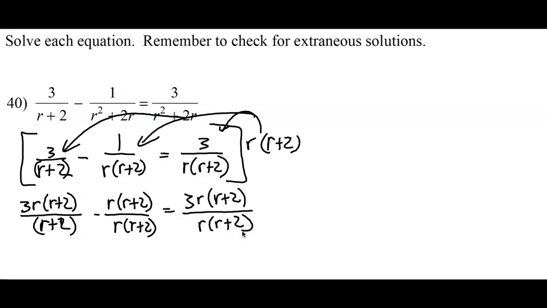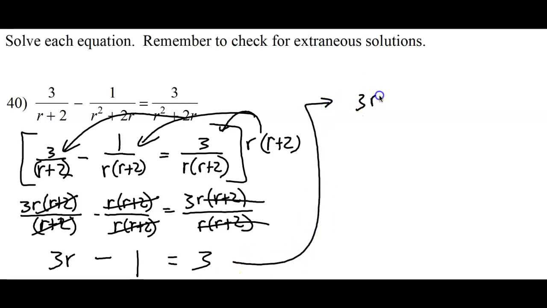Okay, and then from there we're going to reduce whatever we can. So these cancel out completely, and that leaves 1, just so you know. It doesn't make 0, it leaves 1. Over here we're left with a 3r. And over here these completely reduce each other out, and we're left with 3. So we have a pretty simple equation to solve there. It's going to be 3r minus 1 equals 3. Go ahead and solve.